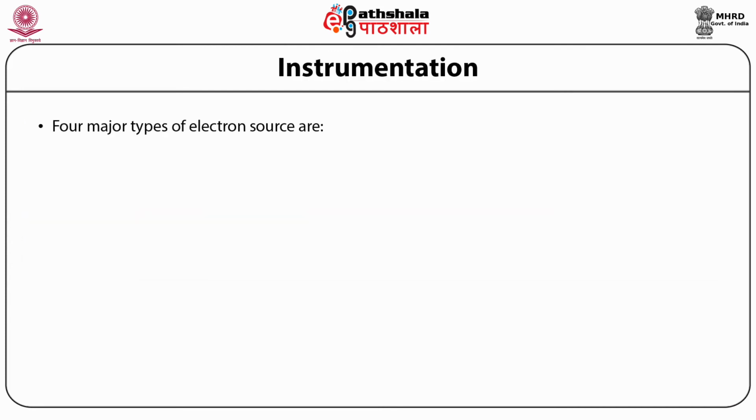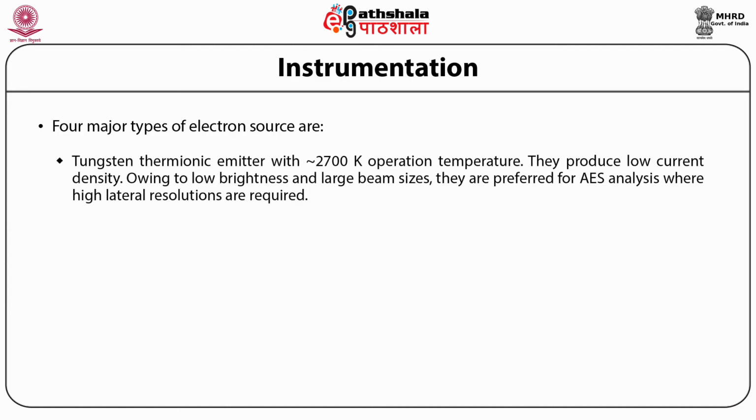Four major types of electron sources are: 1. Tungsten thermionic emitter with approximately 2700 Kelvin operation temperature. They produce low electron density, owing to low brightness and large beam size. They are preferred for AES analysis where high resolutions are not required.